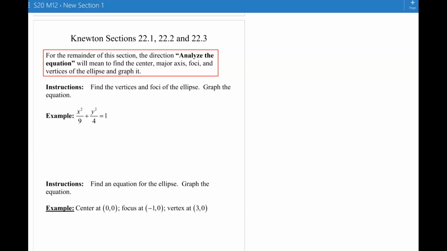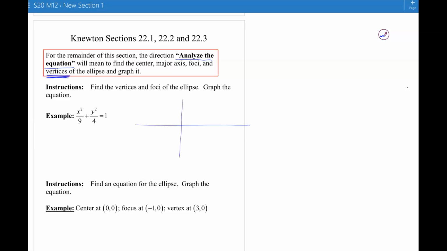So for the rest of the section, when the directions say analyze the equation, it means find the center, the major axis, the foci, and vertices of the ellipse. So the parabola has one vertex and one focus point. Ellipses have two foci and two vertices. The vertices are the farthest away points from the center. So I find it easiest to draw the graph to get all that information.